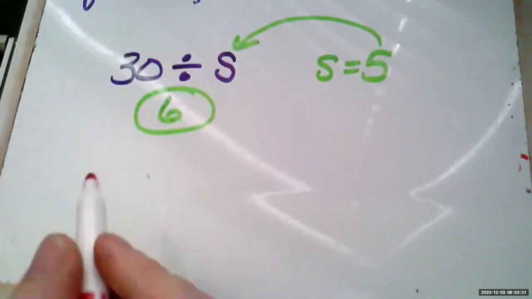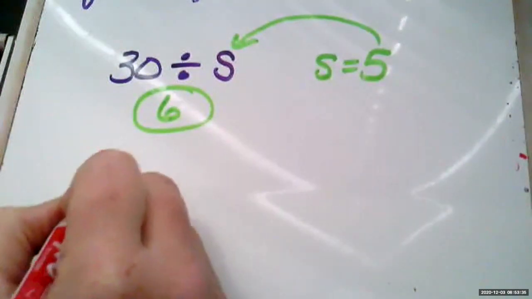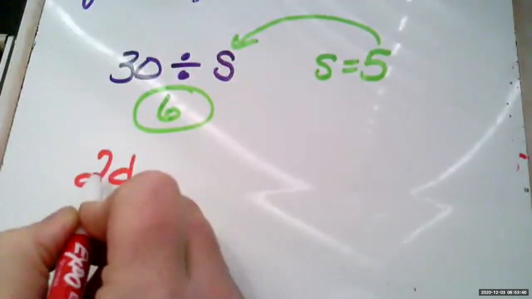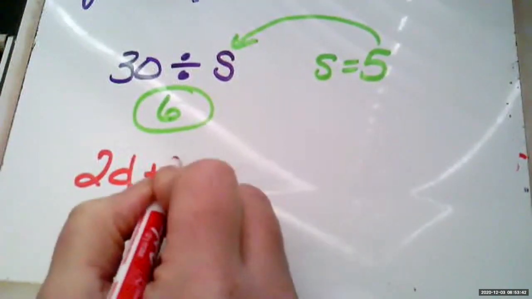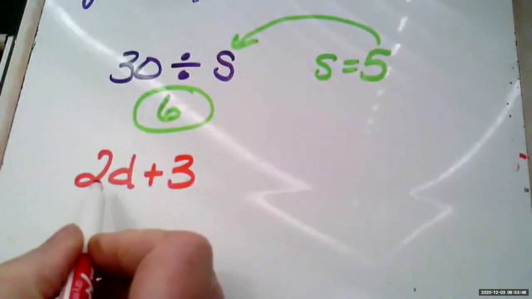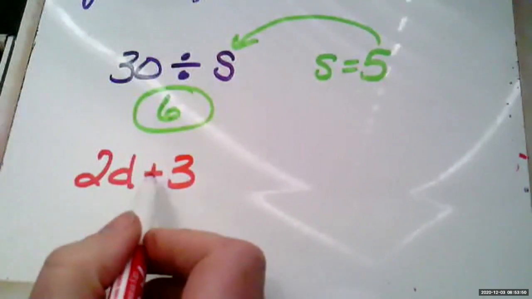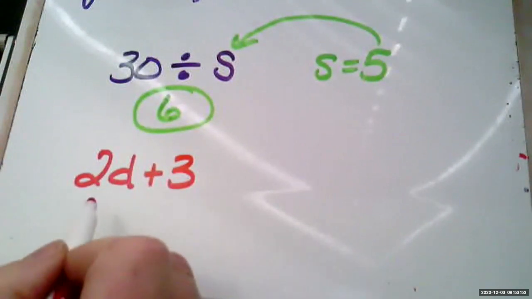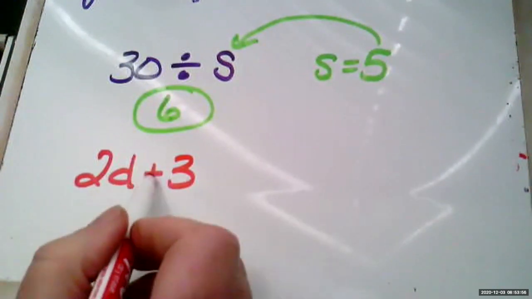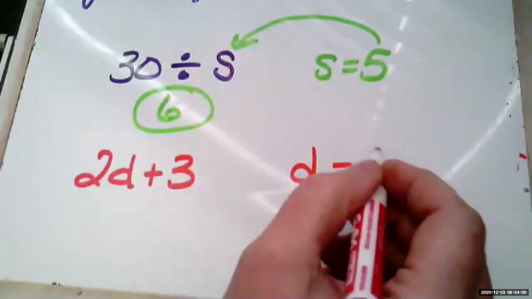Let's see. Here's a different kind of problem: 2D plus 3. Remember that means multiply. Maybe this is kind of like the tips one, where you work for 2 days and you get a $3 bonus or something. 2 times D plus 3. And what if D equals 8?